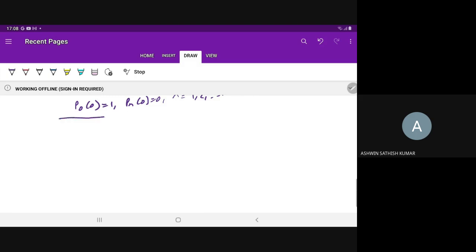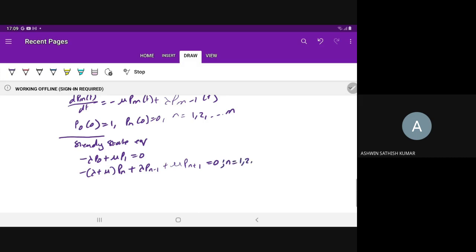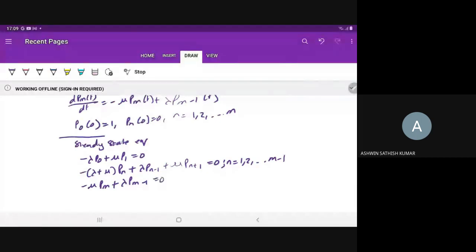Then after that we write the steady state equation. When we take t tends to infinity, d by dt becomes 0. So this becomes lambda p0 plus mu p1 is equal to 0; minus (lambda plus mu) pn plus lambda pn minus 1 plus mu pn plus 1 is equal to 0 for n is equal to 1 to m minus 1; and minus mu pm plus lambda pm minus 1 is equal to 0.